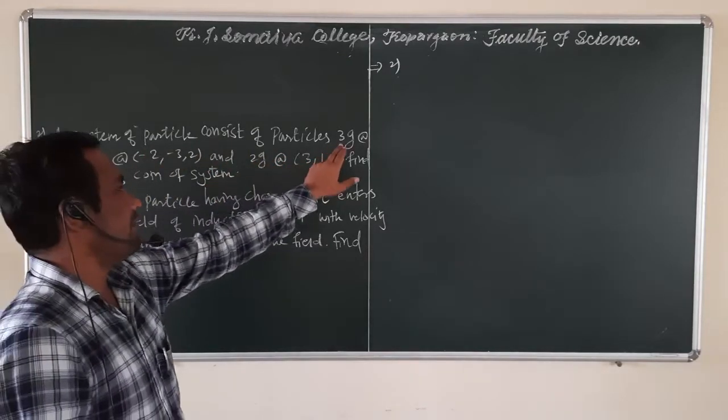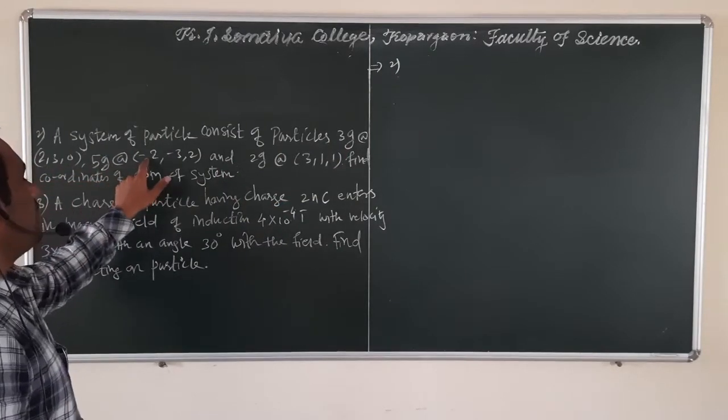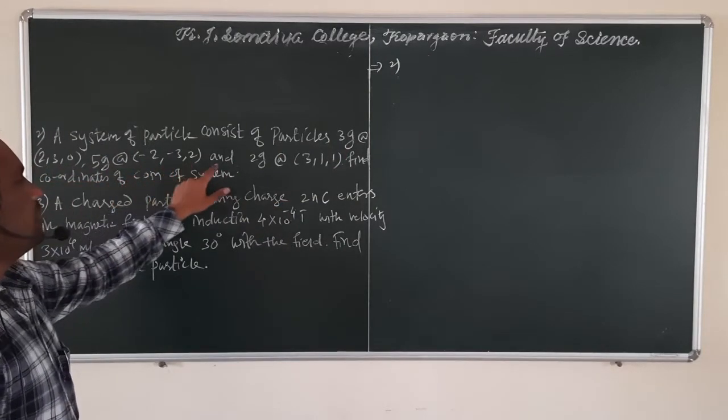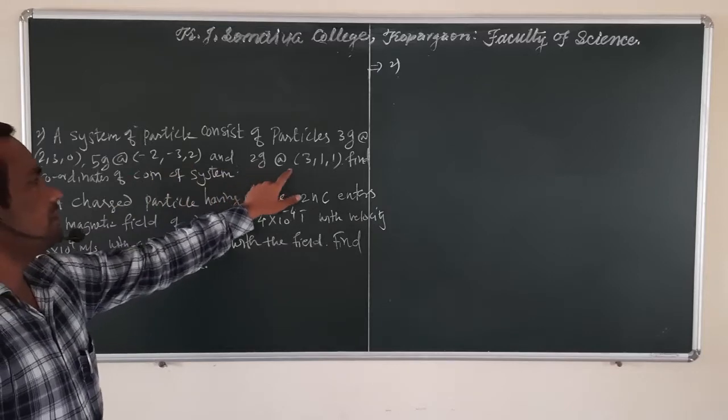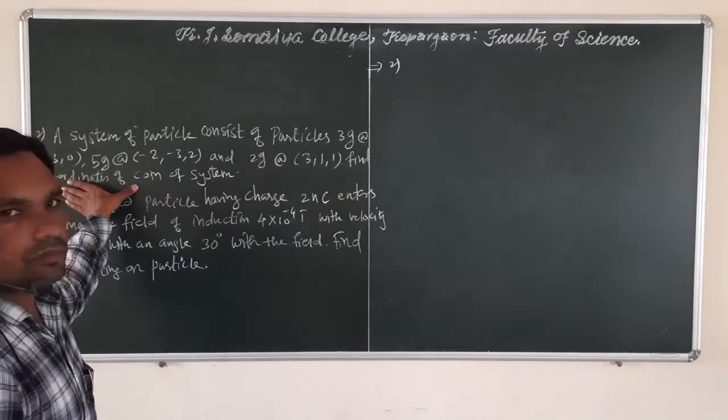The first one is 3 gram, which is at (2, 3, 0). The second one is 5 gram at (-2, -3, 2). And the third one is 2 gram at (3, 1, 1). We have to find out the coordinates of the center of mass of the system.